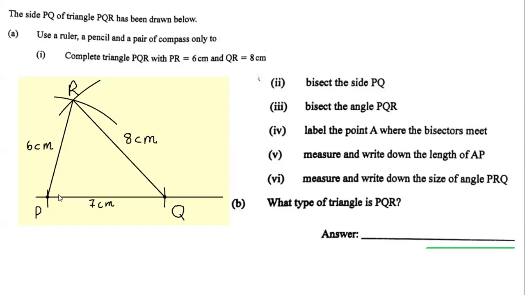What does bisect mean? Cut in half. Very good. So what side are we going to cut in half? Do they want us to cut an angle in half or a side in half first? The side. What's the name of the side? PQ. Very good. So you have to cut the side PQ in half. So that means that we have to bisect it. Okay. Let's go ahead and bisect this side.